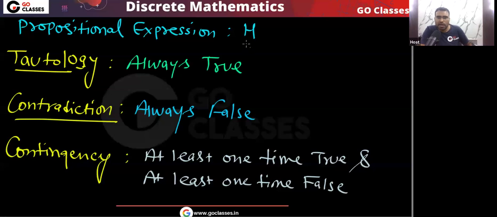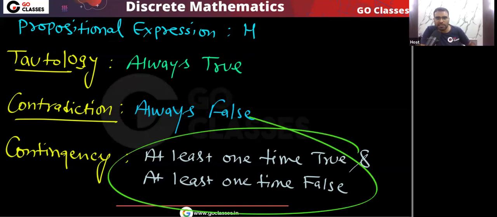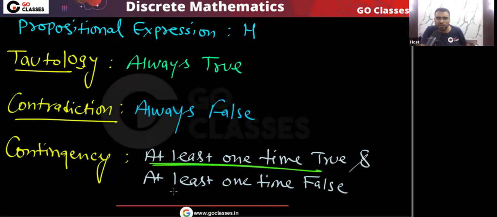Is this clear? H is a tautology if it is always true. H is a contradiction if it is always false. And if it is neither tautology nor contradiction, then H is a contingency. Contingency means at least one time true and at least one time false.